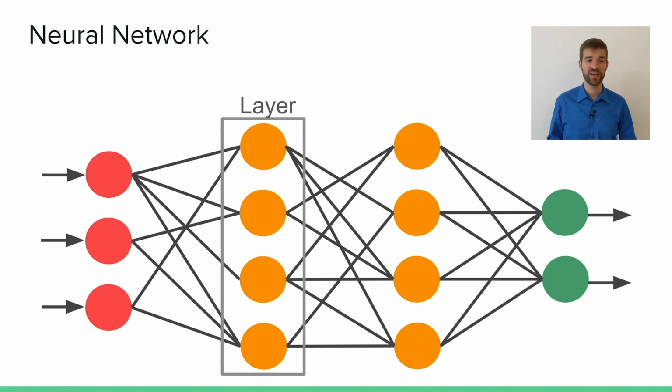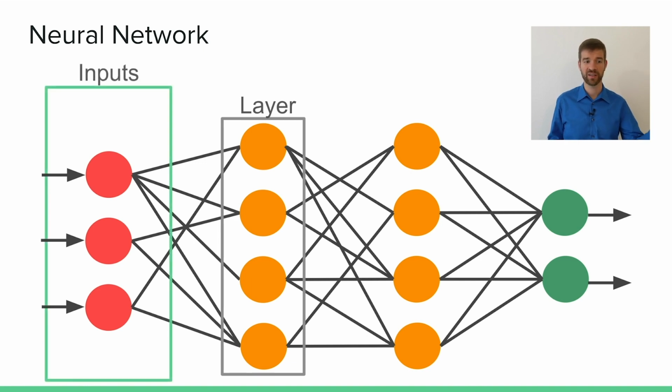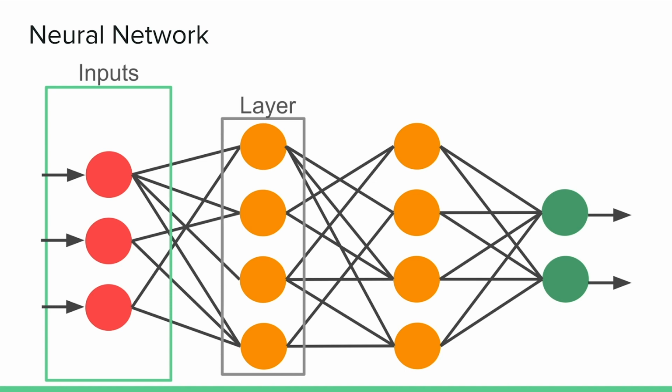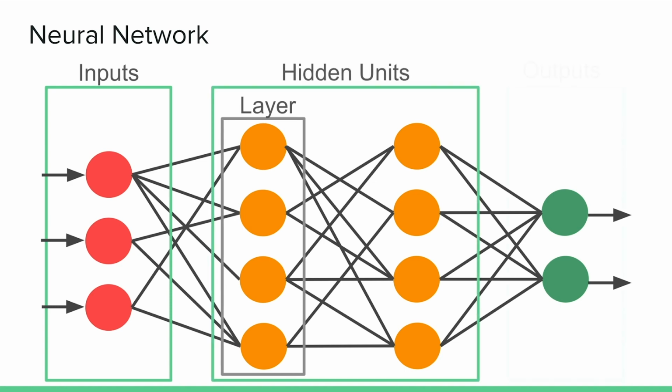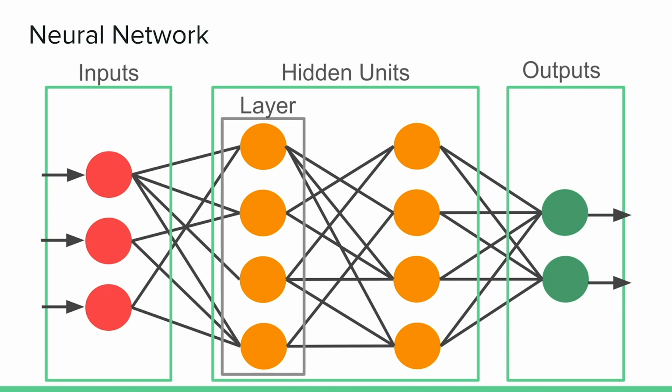So in this case, we have one layer that takes some inputs, so those are our input neurons. Then we have one layer, we have a second layer, and then at the end we have the output. And those layers in between the input and the output are what we usually call the hidden units.